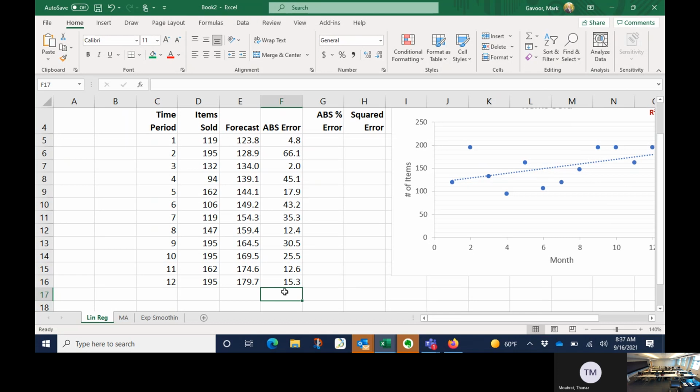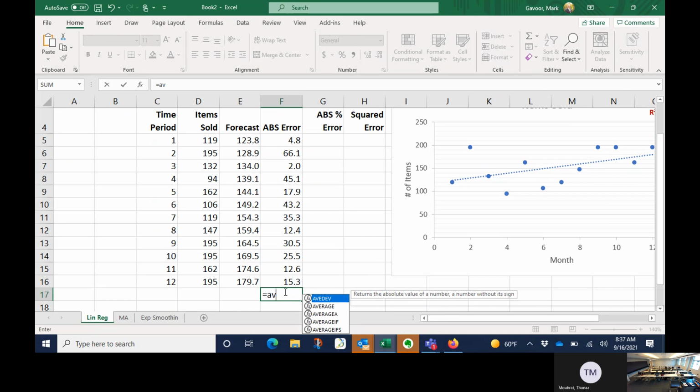Okay? So this is all for planning. I'm going to try to guess for this one item how many I think I'm going to need. So I go to the bottom of that column and say equals, which tells Excel I'm about to make a calculation again, and I do average, and then I highlight all the numbers in that column. It's basically going to add all those numbers up and divide by 12, which you could do, but isn't this easier?